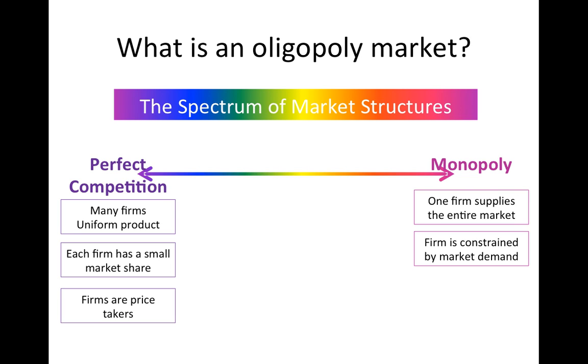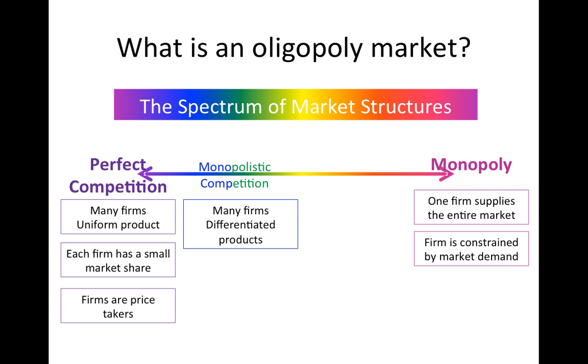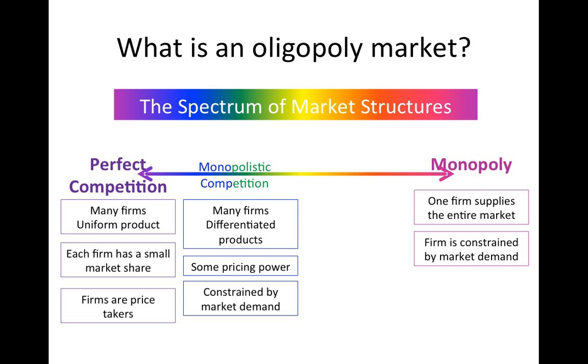In between these two extremes are the cases that capture most real-world markets. On one end is monopolistic competition. Monopolistically competitive markets typically consist of many firms who produce differentiated products. Because firms produce differentiated products, they have some amount of pricing power, but they are still constrained by market demand.